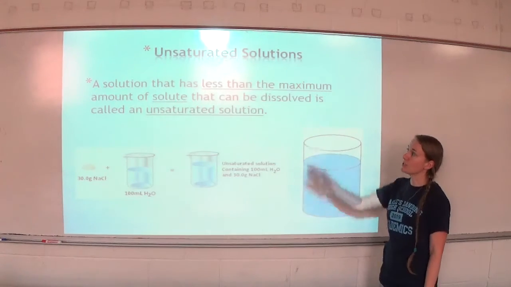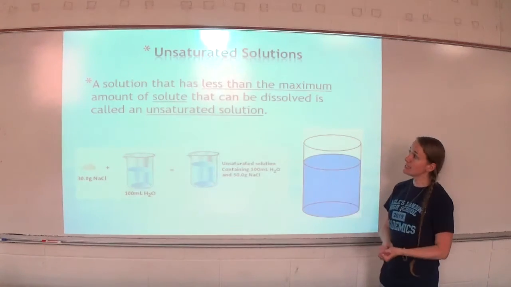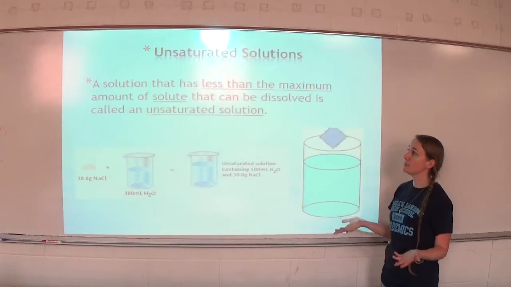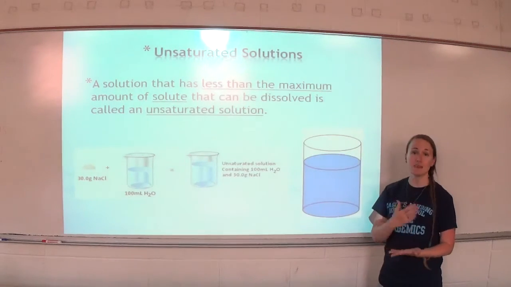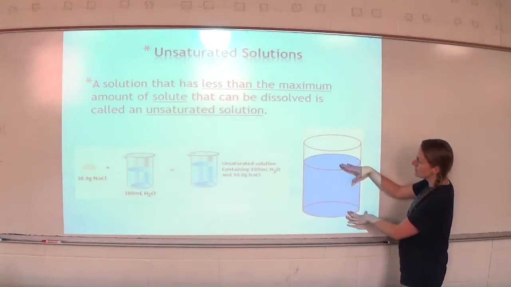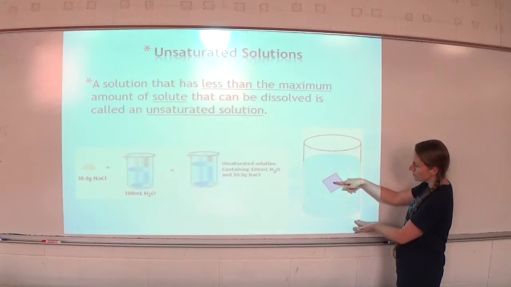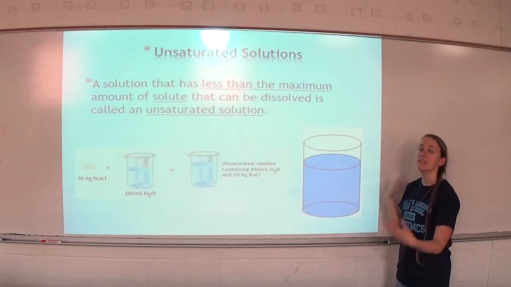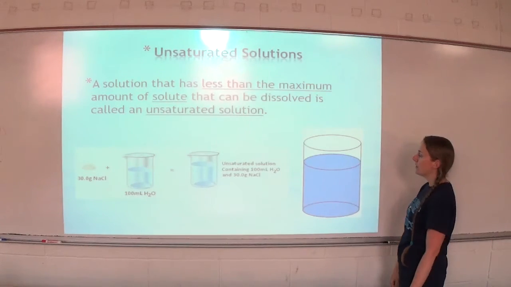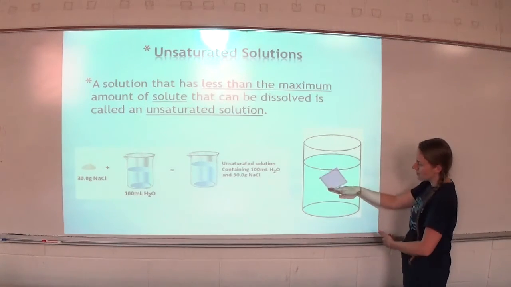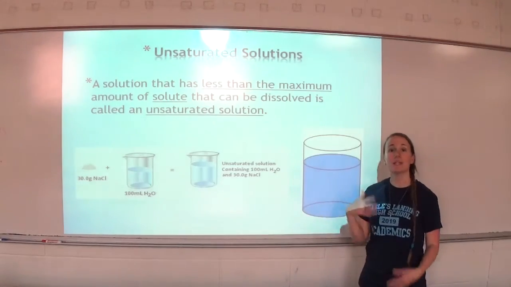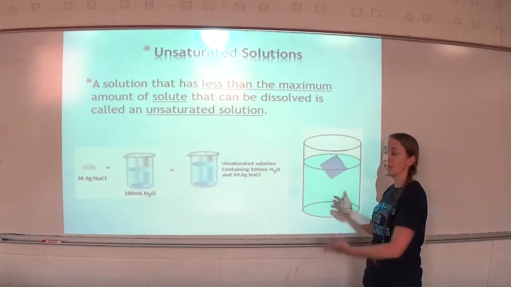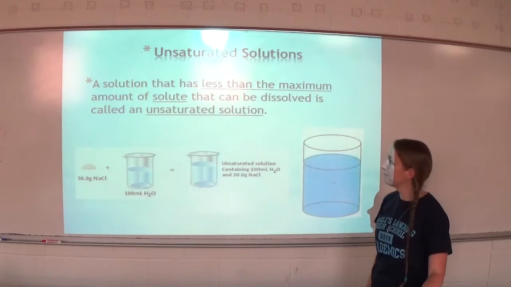A solution that has less than the maximum amount of solute that can be dissolved is called unsaturated. So unsaturated has less than the maximum amount. If this is unsaturated and I add more solute, it will dissolve until it becomes saturated. Here, unsaturated, add more solute, it dissolves. And that will keep happening until it's saturated, and then that extra solute will just settle at the bottom.